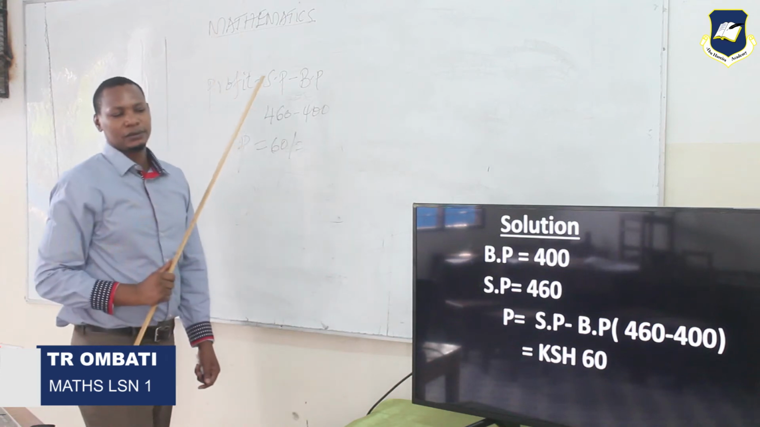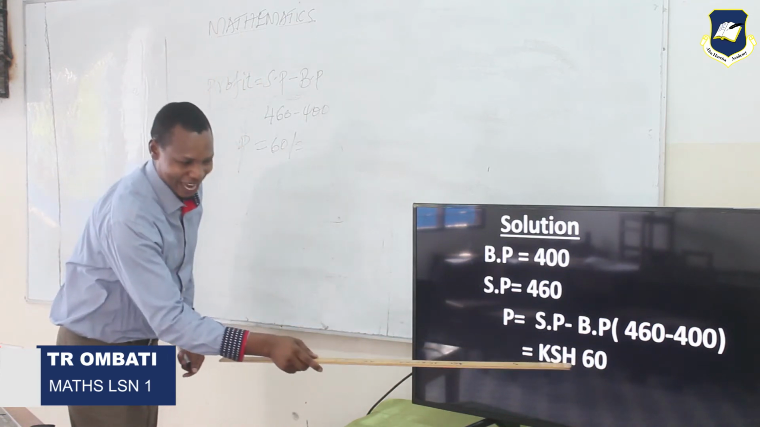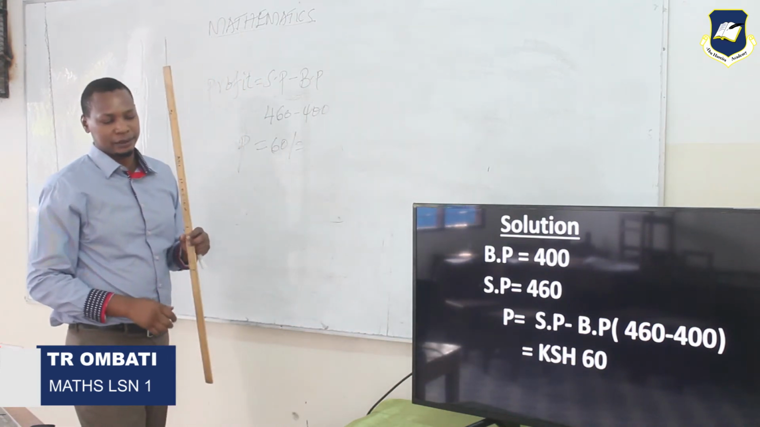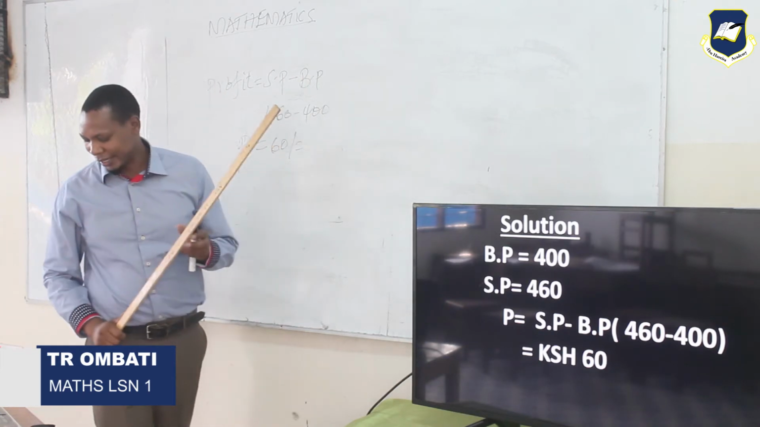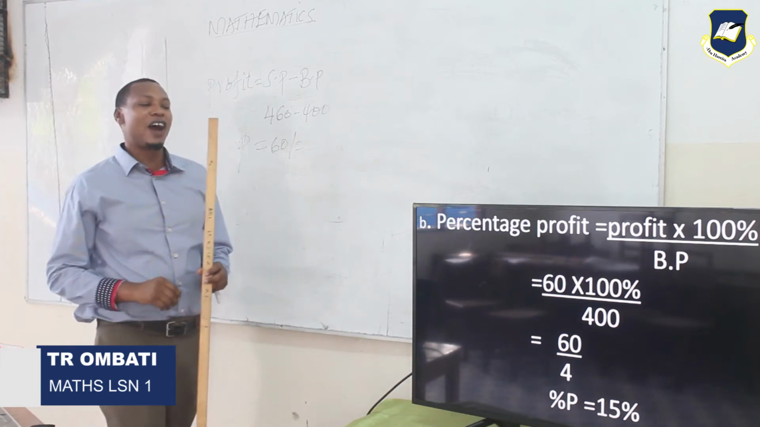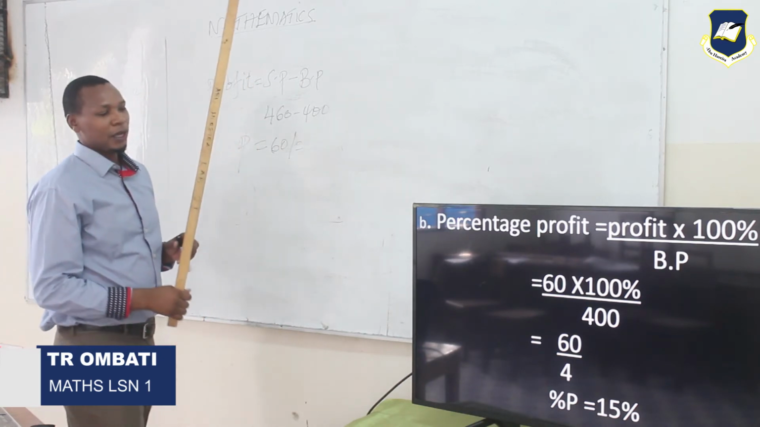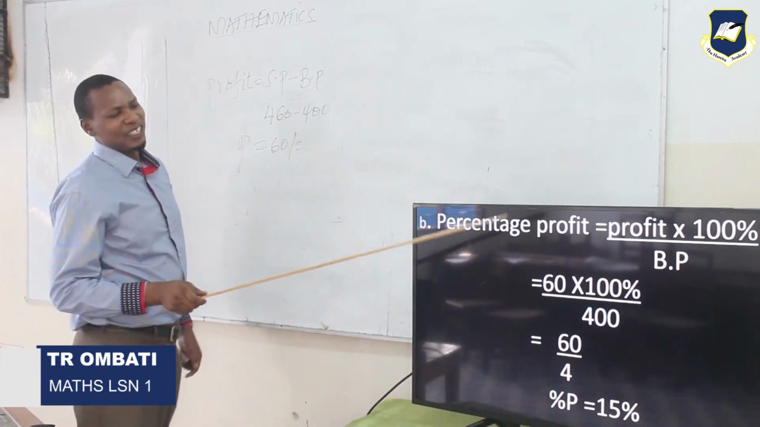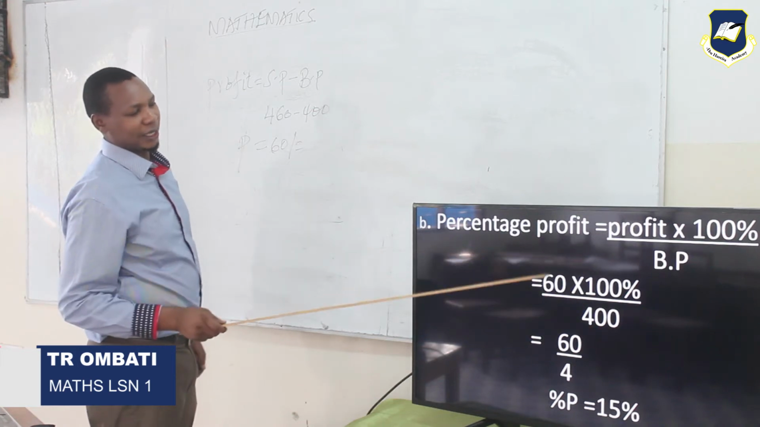60 shillings. So our profit here is 60 shillings. Let's go and see how we can find the percentage profit. Percentage profit is given as what we have already said.